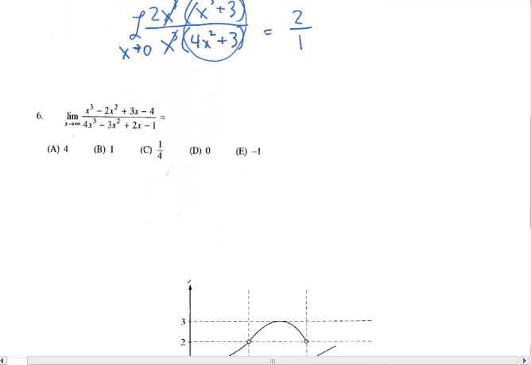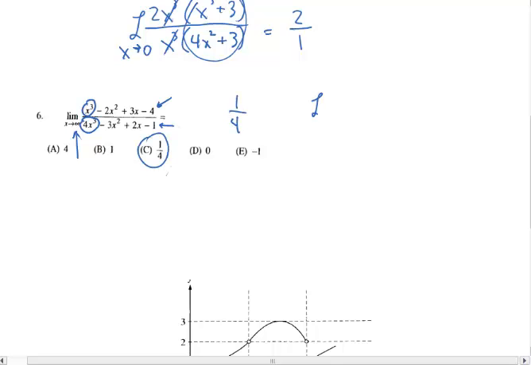Next one is where we actually do have a polynomial where x goes to infinity. And in this case, because the polynomials are all FOILed out, there's no tricks here. We look simply at the highest power, the leading term in the numerator, and the leading term in the denominator, and we can just look at the ratio of coefficients. In this case, it's 1/4. That's a relatively easy one.